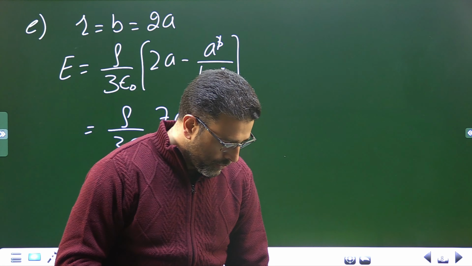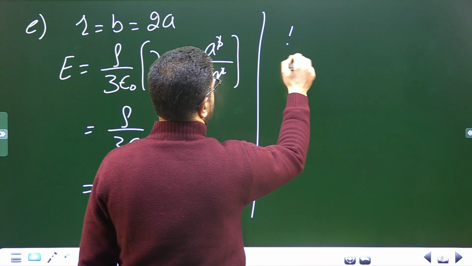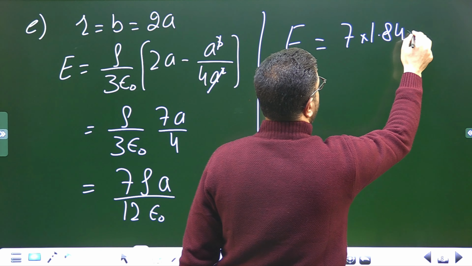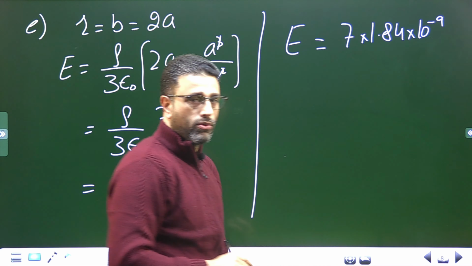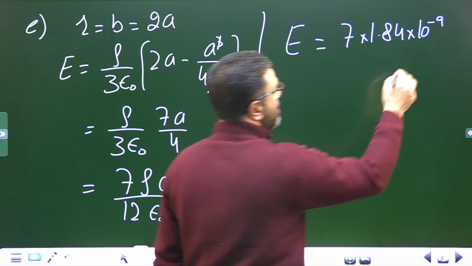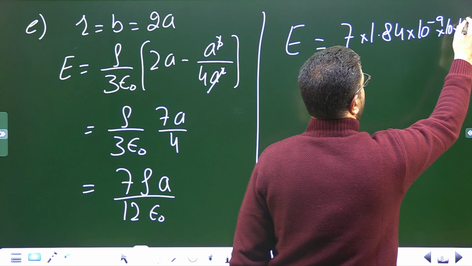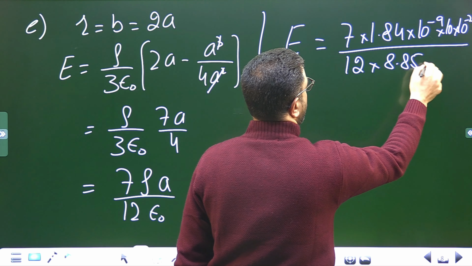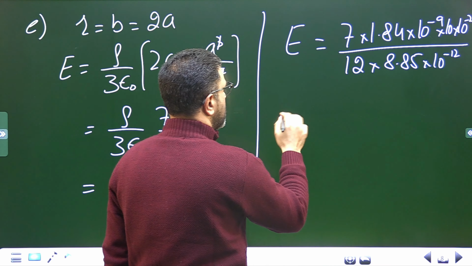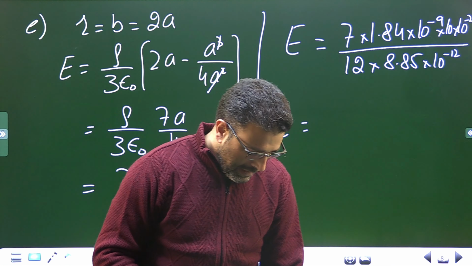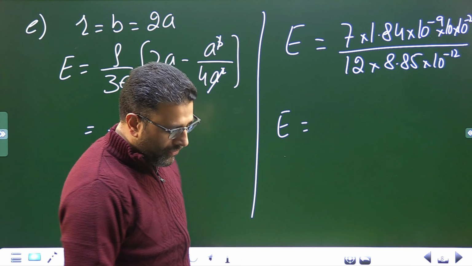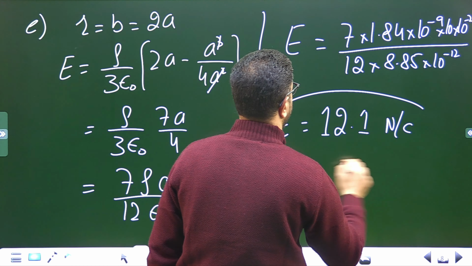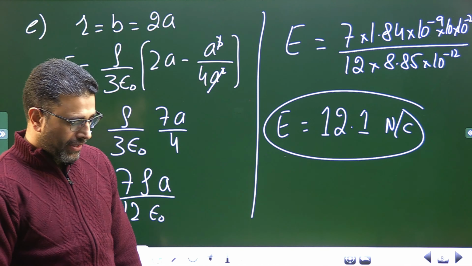Okay, so let's substitute the values. E is equal to 7, rho is 1.84 nano, so 10 to the power minus 9 coulomb per meter cube, then we have A was 10 centimeters, so 10 into 10 to the power minus 2 divided by 12 epsilon 0, so 12 into 8.85 into 10 to the power minus 12. So this is what we have to work out. I have already done that. This comes out to be 12.1 Newton per coulomb. This is the field at the outer surface.